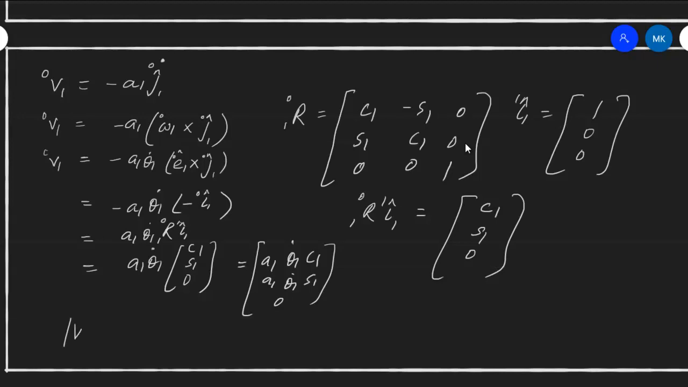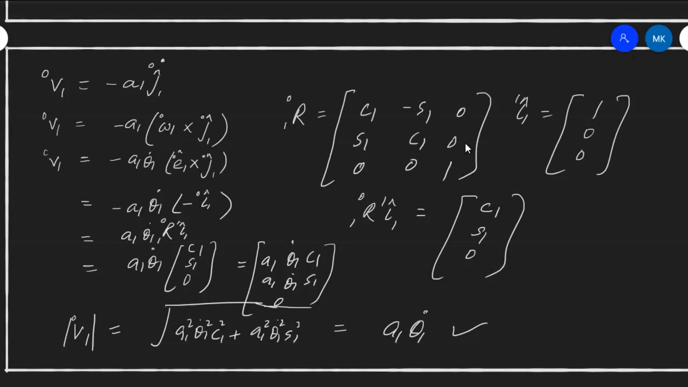And obviously the magnitude of this velocity would be given by the square root of a1 square theta 1 dot square cos square theta 1 plus a1 square theta 1 dot square sine square theta 1. Since sine square plus cos square is equal to 1, and this is a common term, finally it will be nothing but a1 theta 1 dot.